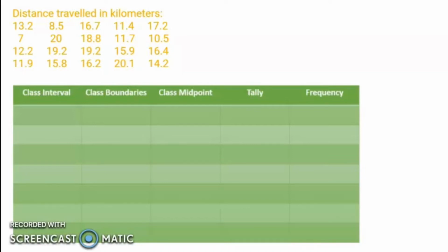Okay, so we have here another set of examples. For these examples, let's have the distance traveled in kilometers. So now we are going to have decimals. So what are we going to do? Still, let's count the number of responses we have here. That's 4, 8, 12, 16, and 20. So therefore, our n here will be 20. So n is 20. To determine the number of classes, what are we going to do?